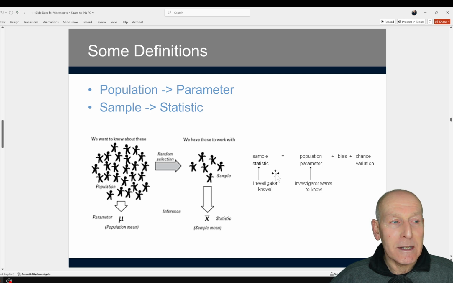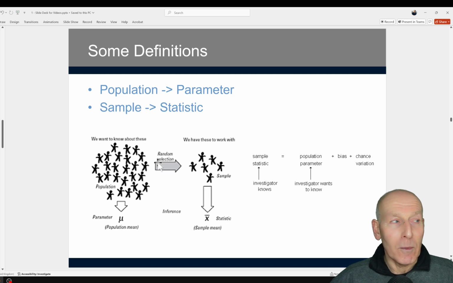We've essentially got this sample statistic, which is what we get to know through taking our measurements on our sample, and what we want to know is our population parameter, which is what we're really interested in with regards to our research question. But there is some error associated with this estimation, and this usually has two main parts to it: bias, which I'm not really going to consider, and the most important thing here is the chance variation, which is what links to the p-value itself.